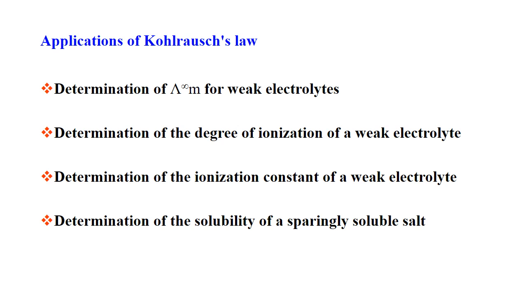So the last two parts are nothing but a part of the equilibrium chapter. We have studied Ka and Kb for weak acids and weak bases, and we studied Ksp for sparingly soluble salts. So we can find them with Kohlrausch's law also. Let us see the examples.